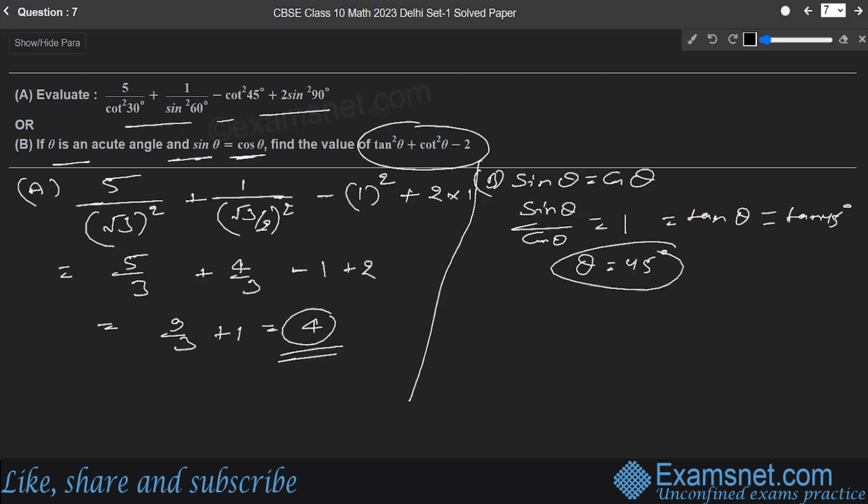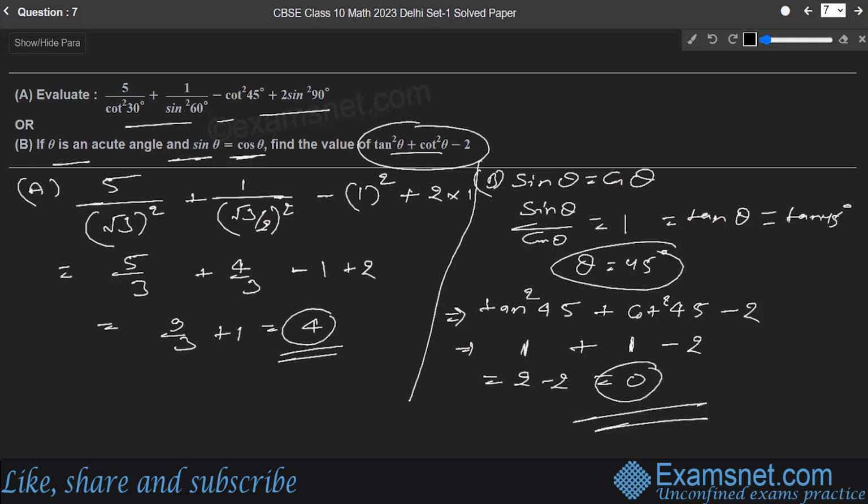So now we can put the value of 45 degrees in our expression. The expression is tan square theta, so tan square 45 plus cot square 45, minus 2. That is what we have to evaluate. So tan 45 value is 1, so tan square 45 is also 1. Cot 45 is also 1, so cot square 45 is also 1, minus 2. So this is nothing but 2 minus 2 is equal to 0. So the final evaluation says the right answer is 0 for the B part.